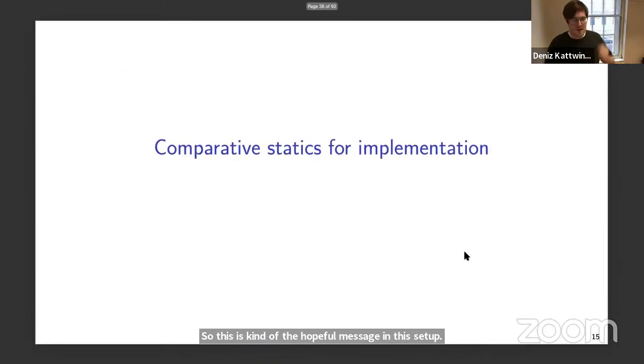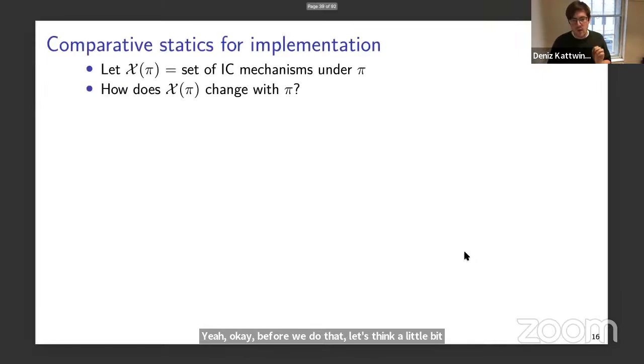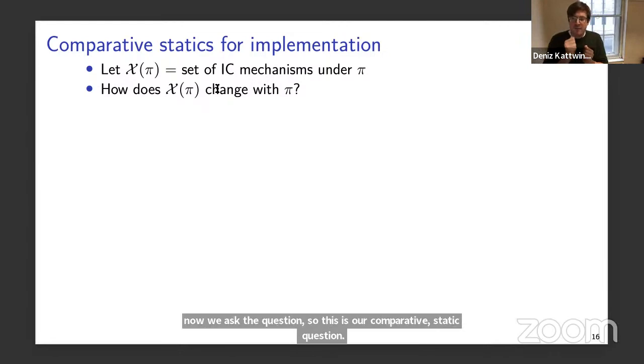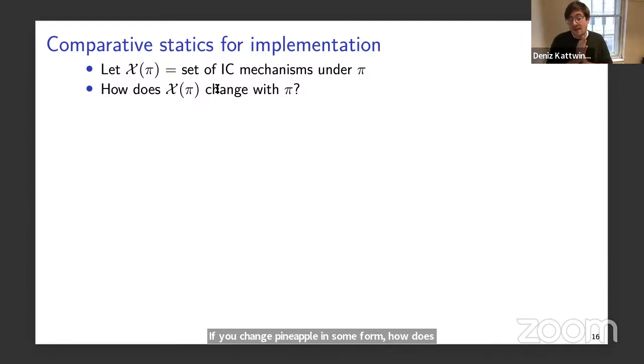Okay. Before we do that, let's think a little bit about comparative statics for implementation. So what do I mean? Let's take a distribution pi and define the correspondence that maps pi into the set of all incentive compatible mechanisms, X. And now we ask our comparative static question: if we change pi in some form, how does the set X change?